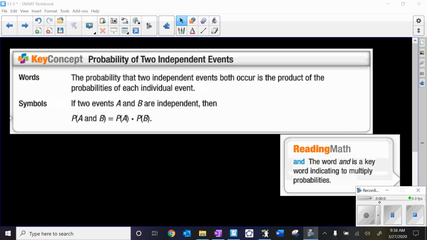Now that we know the difference between independent and dependent events, we're going to start finding probabilities. The first one that we're going to deal with is finding the probability of two independent events. So you need to find the probability of event A and the probability of event B, and just multiply them together to get your probability. Anytime you see the word "and," it always means multiply in terms of probabilities. So we find the probability of both simple events and multiply them together.